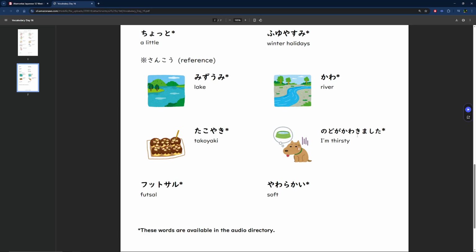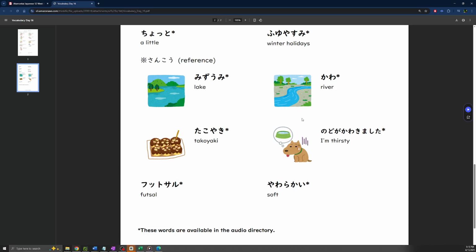This is a declaration here. I'm thirsty. Nodo ga kawa... kimoshita. Oh, it's like masu form, right? So it wouldn't be mo. Oh. Okay. Mashita. Yeah. Can you say that for me? Yeah, nodo ga kawakimashita. Nodo is like throat. Oh, okay. So it's like you're literally saying your throat has dried out.